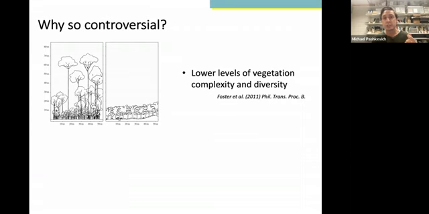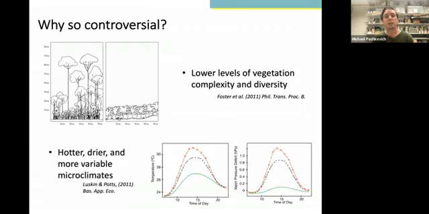This change in vegetation complexity and diversity also corresponds to changes in microclimate. And specifically what happens is that relative to rainforest, oil palm plantations are hotter and drier across the day. So on these two plots here, on the left is temperature, on the right is VPD, a measure of dryness, and the red line is oil palm and the green line is rainforest.